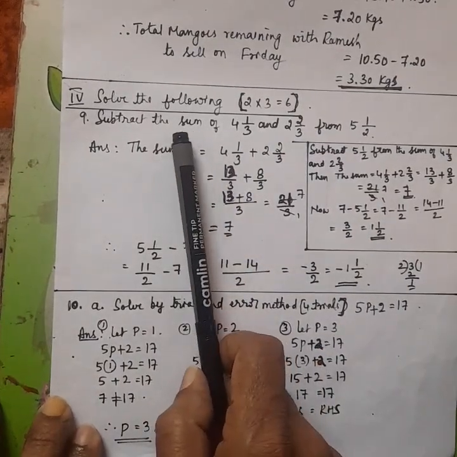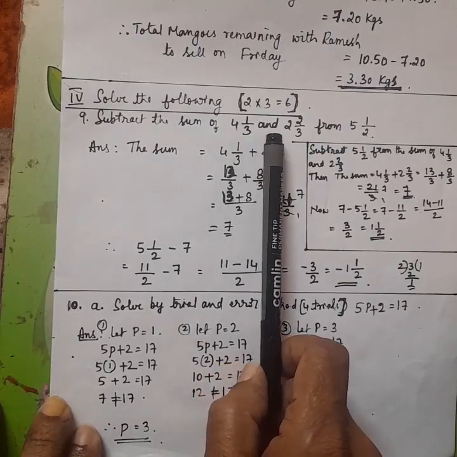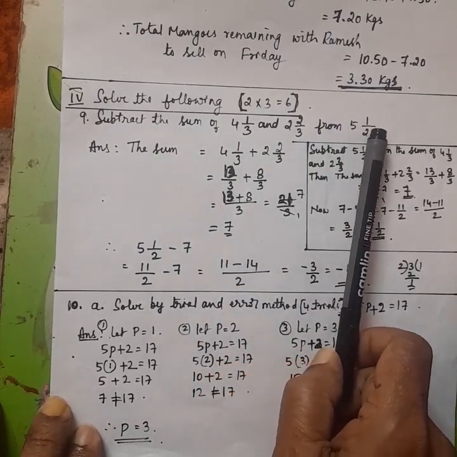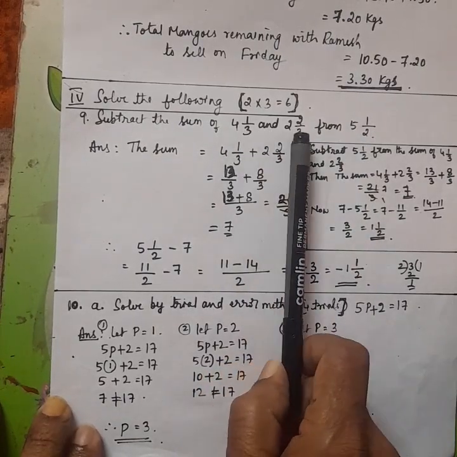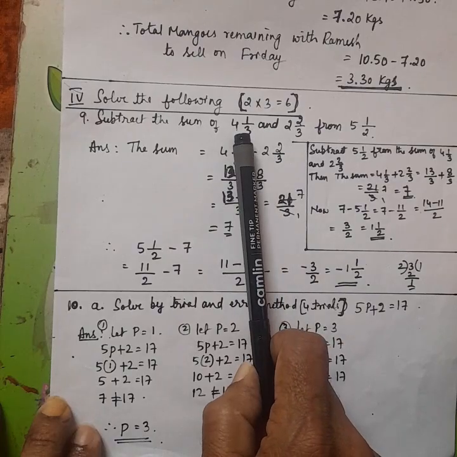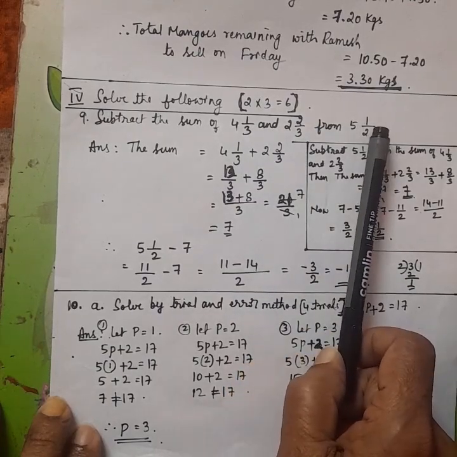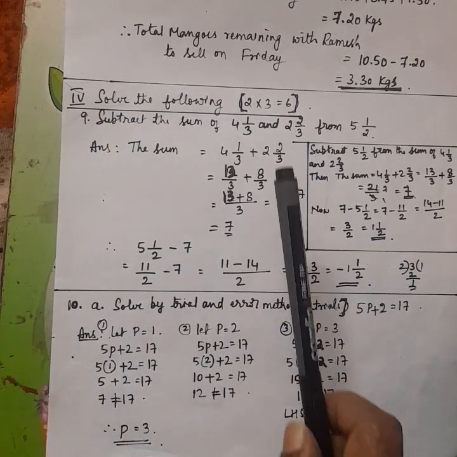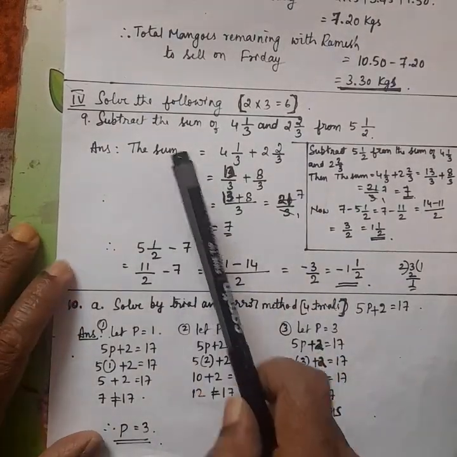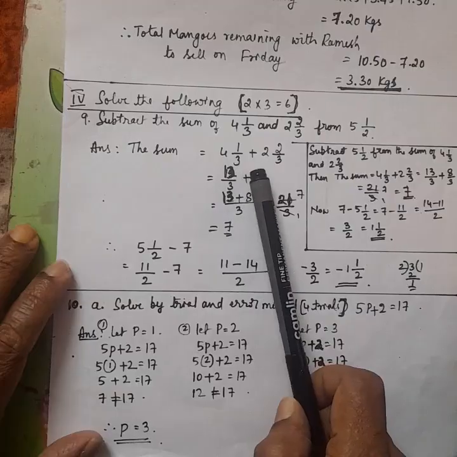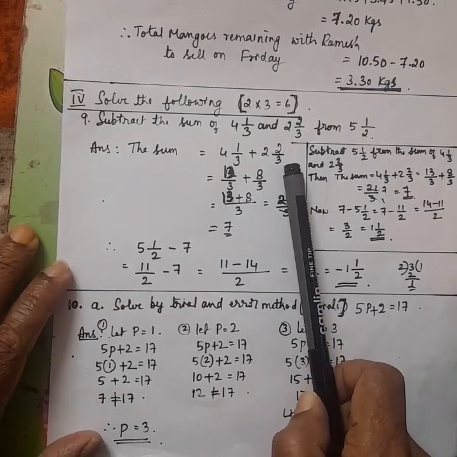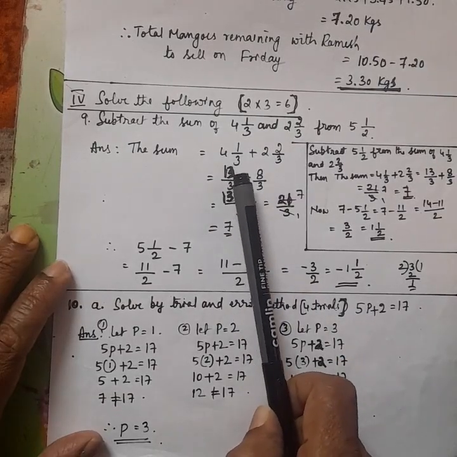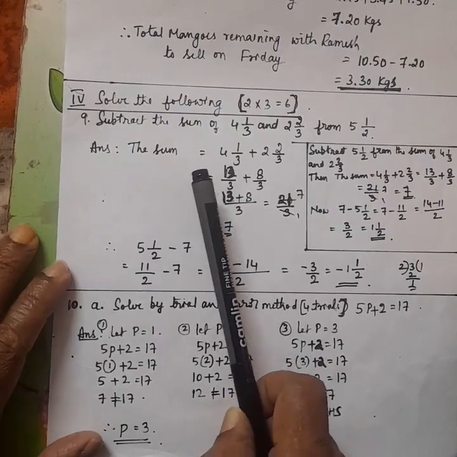Understand the question. Subtract the sum of 4 1 by 3 and 2 2 by 3 from 5 1 by 2. That is, we have to add these two. Then the sum should be subtracted from 5 1 by 2. Now first you add these two. Answer. The sum is equal to 4 1 by 3 plus 2 2 by 3. Now you convert it into improper fractions.